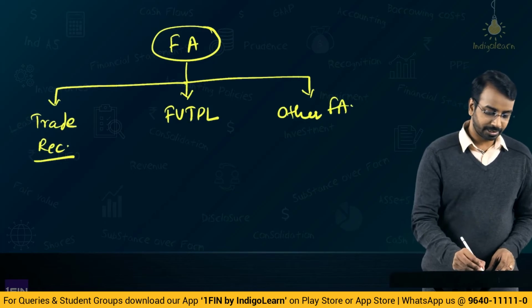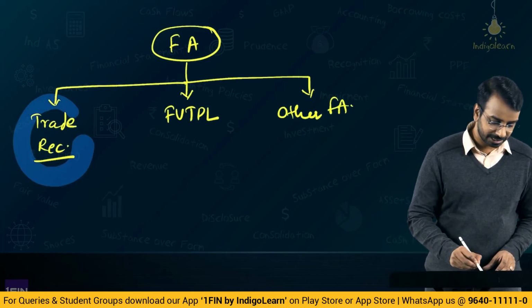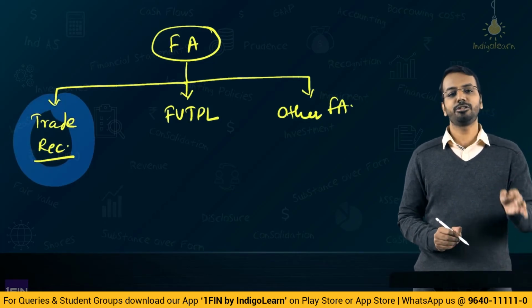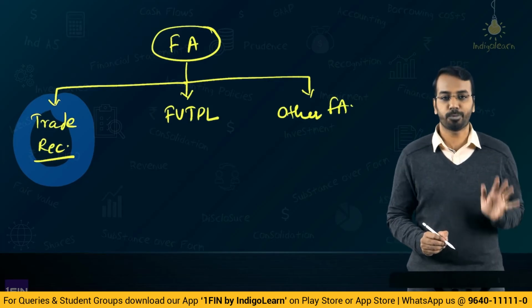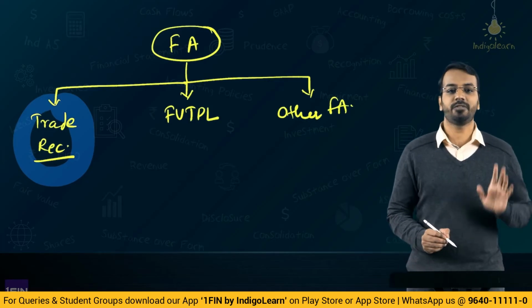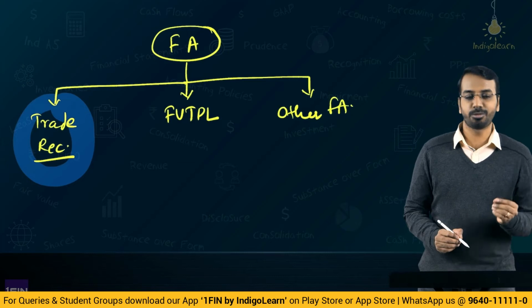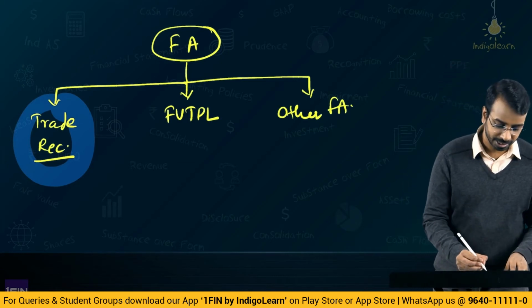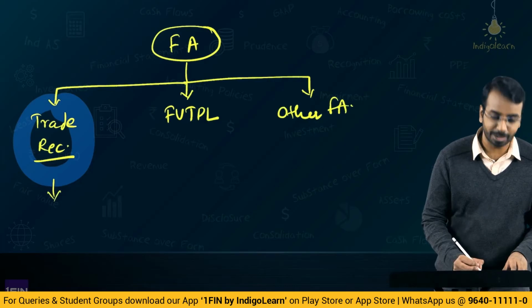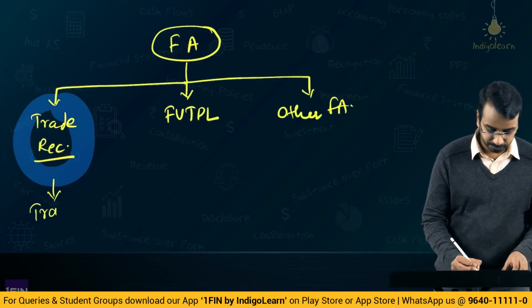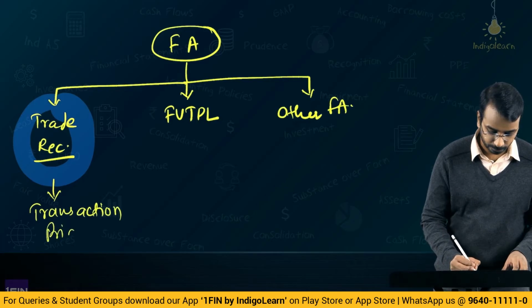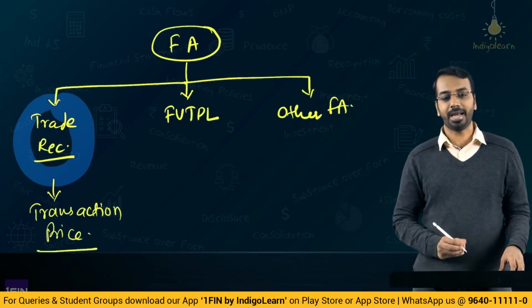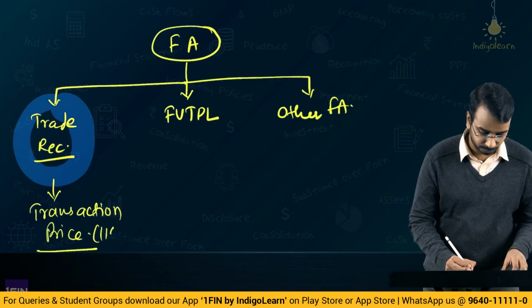Now, what the standard says is, as far as trade receivables are concerned, if there is no significant financing component, or if the entity is choosing the practical expedient given by Ind AS 115, the standard says trade receivable shall be measured at transaction price. Trade receivable shall be measured at transaction price as per 115.